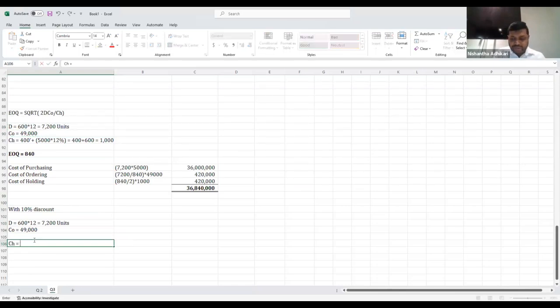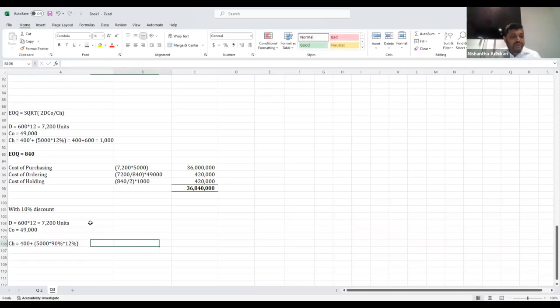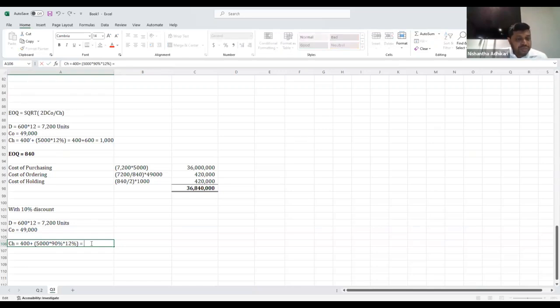CH equals 400 plus. Now your purchase price, your inventory holding cost includes part of the finance cost. Now finance cost 5,000 into 12%, 600 rupees. Now it is not like that. Out of this 5,000 rupees, you will get a 10% discount. That means you have to pay 90%. That means 4,500. Out of that, finance cost will be 12%. Then if you calculate, your cost of holding will be 400 plus, it is 940. It falls to 940.